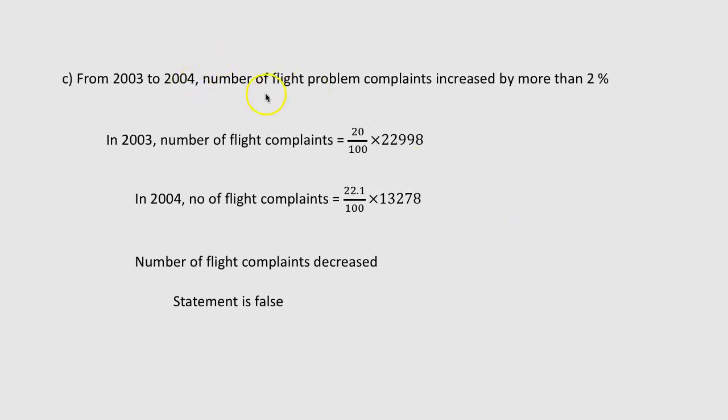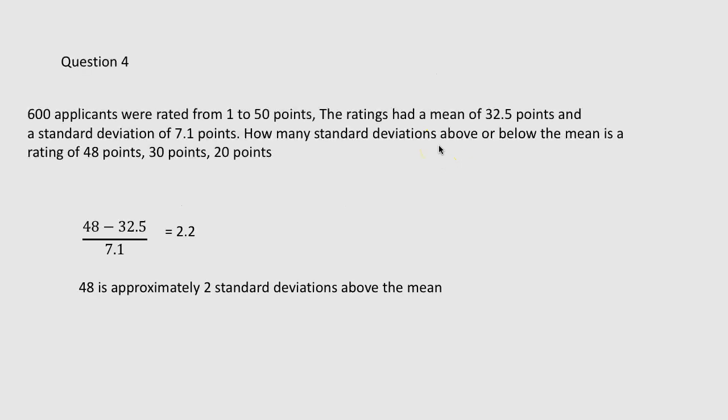From 2003 to 2004, the number of flight problems complaints increased by more than 2%. In 2003, the number of flight complaints was 20% of 22,998 as per the table. In 2004, it was 22.1% of 13,278. So the number of flight complaints decreased because 20% of 22,998 is definitely more than 22% of 13,278. So this above statement is also false.